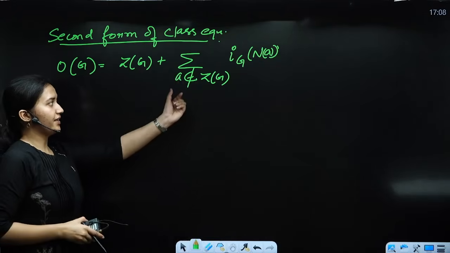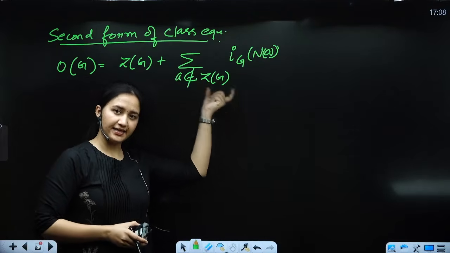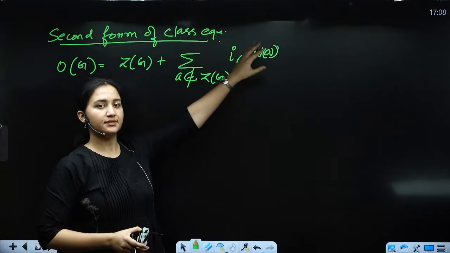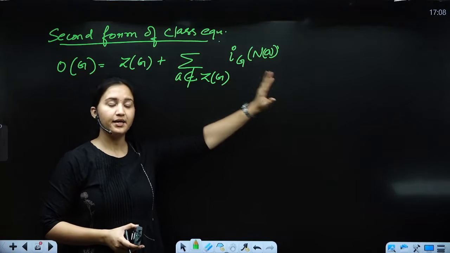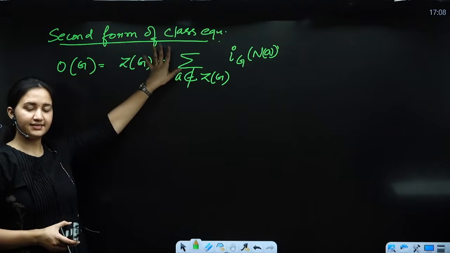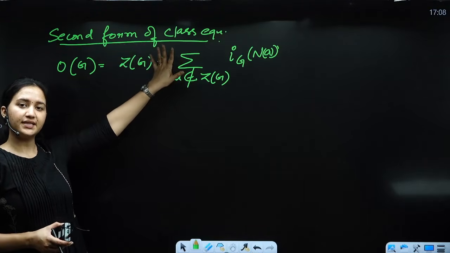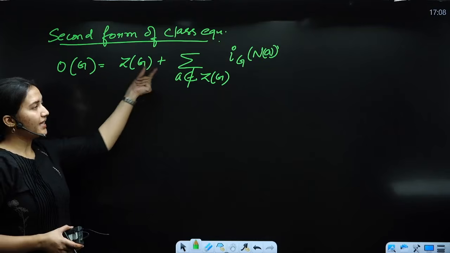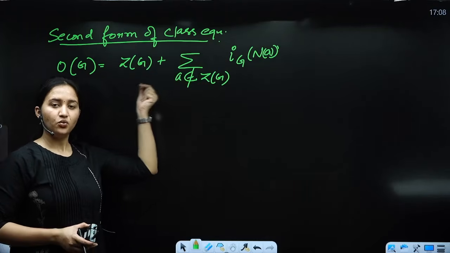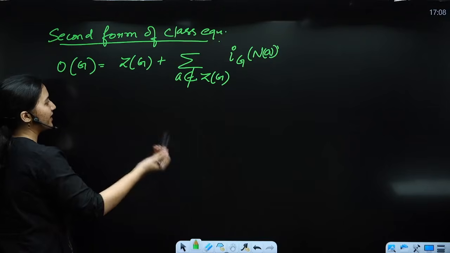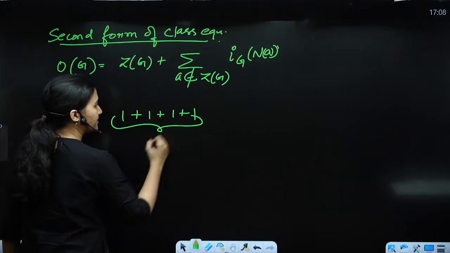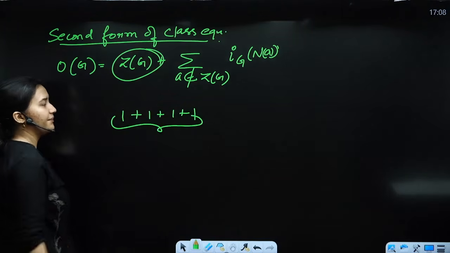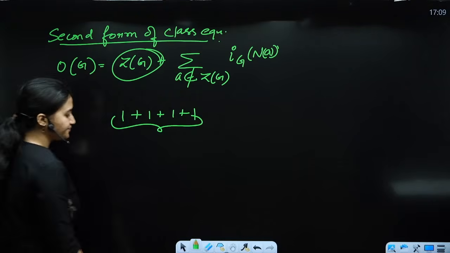If A is not in ZG, that means its conjugacy class will have a different order. But if that element is inside ZG, what is the order of the conjugacy class going to be? 1. So for all the elements in ZG, what will the class equation be? Let's say 4 elements, 1 plus 1 plus 1 plus 1, right? And how many elements are there? 4. So basically what did we directly write here? Order of ZG. Clear?